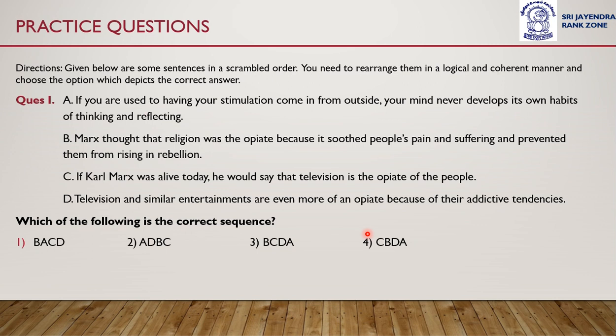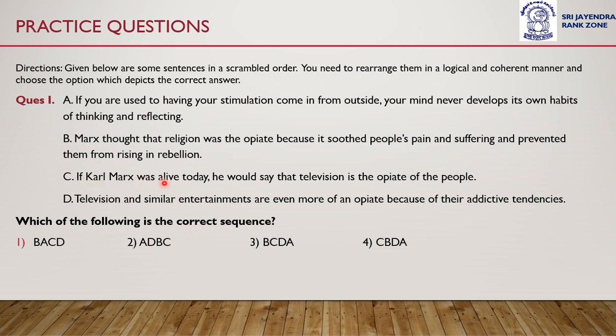CBDA, option number 4. Let us see now if BD is also in order. So we will start from C, then move on to B, then D and A, and see if the continuity of the passage is maintained.